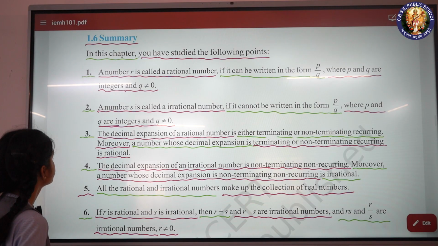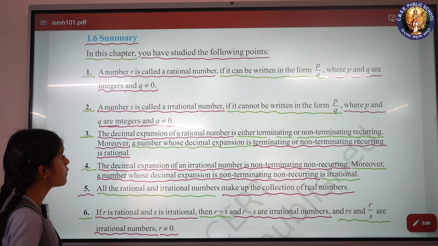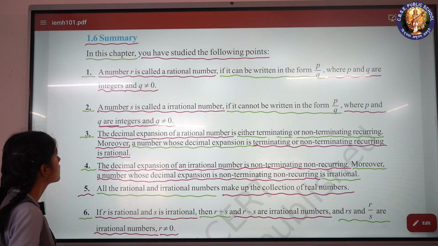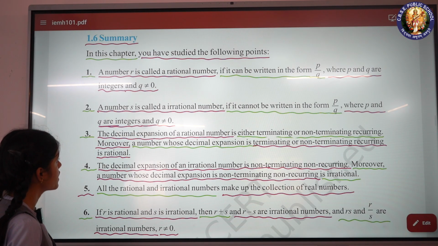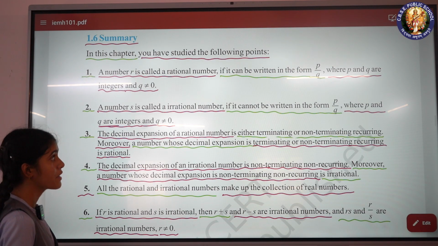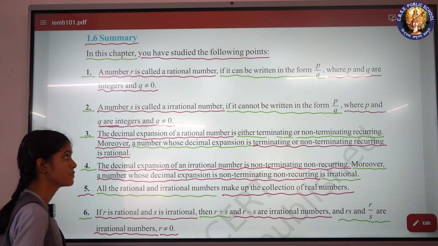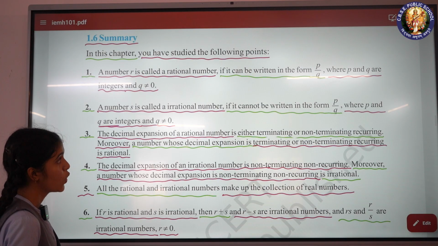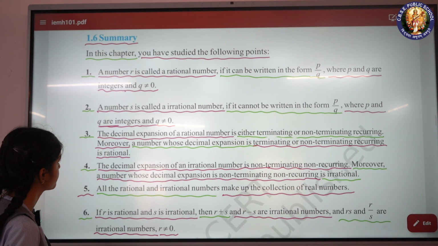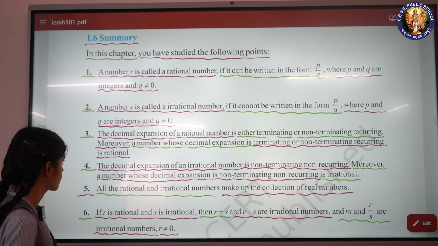In this chapter, you have studied the following points. First, a number r is called a rational number if it can be written in the form of p by q, where p and q are integers and q is not equal to 0.